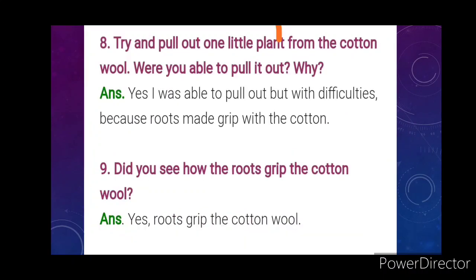Try to pull out one little plant from the cotton wool. Were you able to pull it out? It is really difficult to pull it out because as the roots started to grow, the roots are gripping the cotton. So it is really difficult for us to pull it out of the cotton. Did you see how the roots grip the cotton wool? Yes, we can see.